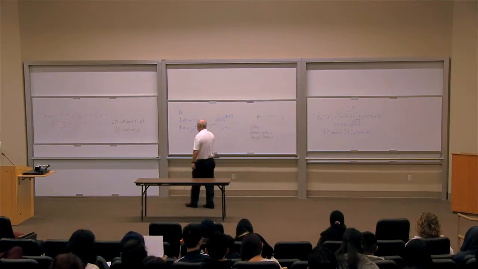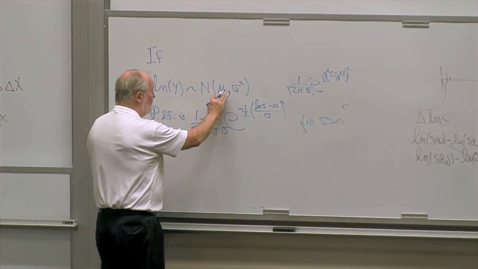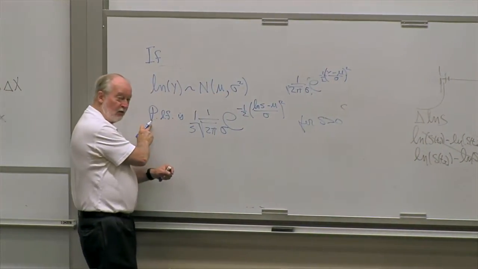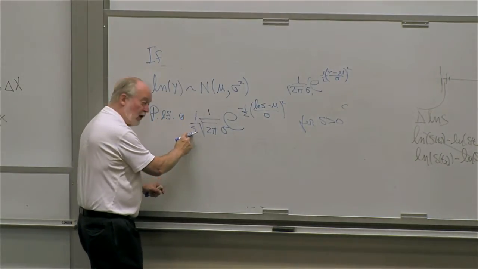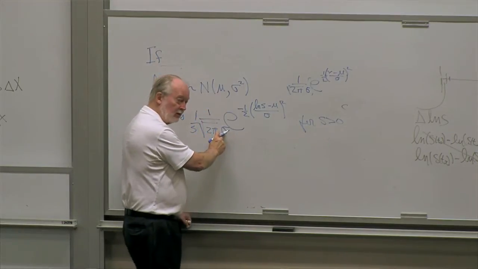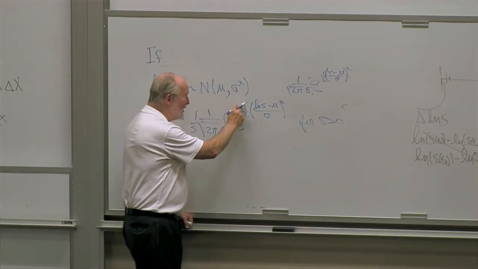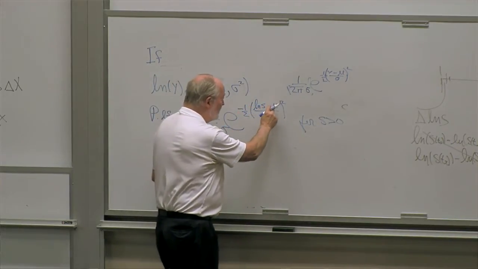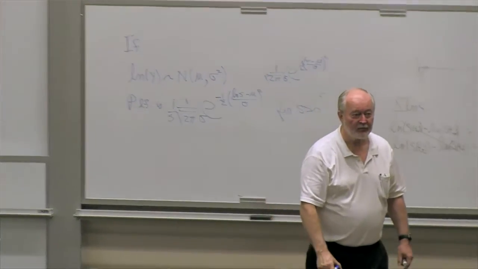So here I have, if the natural log of y is normally distributed, mu sigma, then the PDF for y, probability distribution function for y, is 1 over s, 1 over root 2 pi sigma, got my hand slapped, I forgot that first, e to the minus 1/2 natural log of s minus mu over sigma quantity squared, where sigma greater than 0.